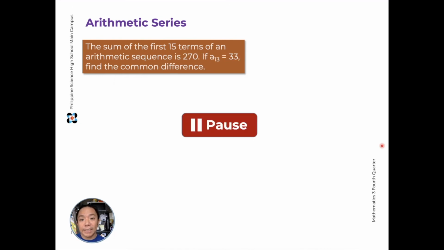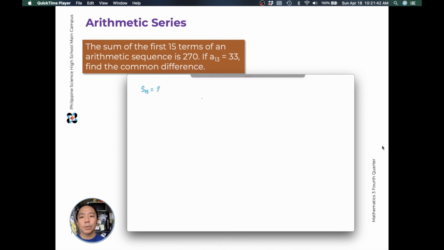Before we solve our second example, again, I want you to pause this and try to answer this on your own. The sum of the first 15 terms of an arithmetic sequence is 270. We're only given the 13th term, 33, and we're supposed to find yung common difference. So pause it. Okay, let's compare our answers. So we're given that the s sub 15, the sum of the first 15 terms is 270, and that the 13th term is 33.